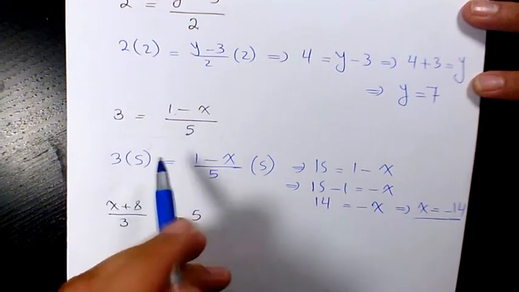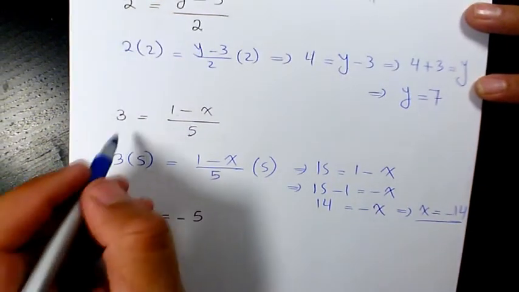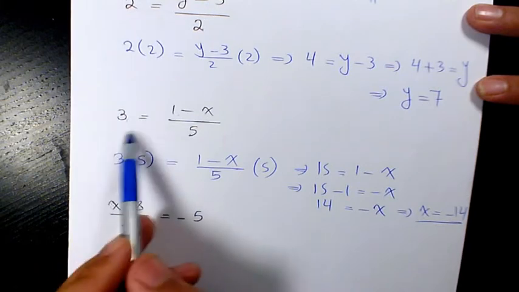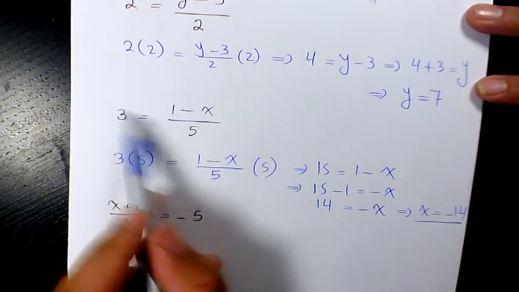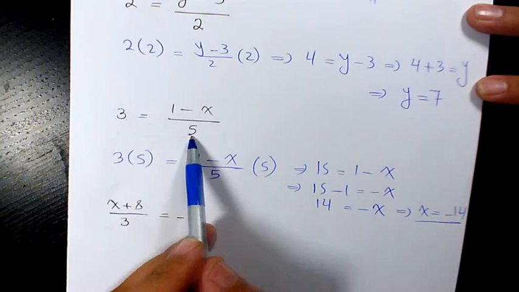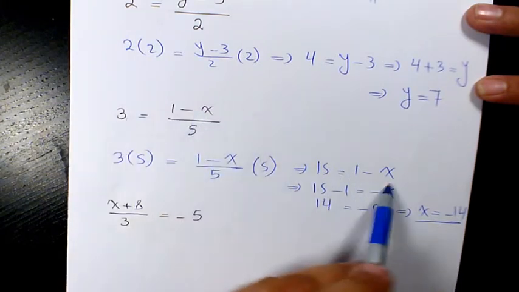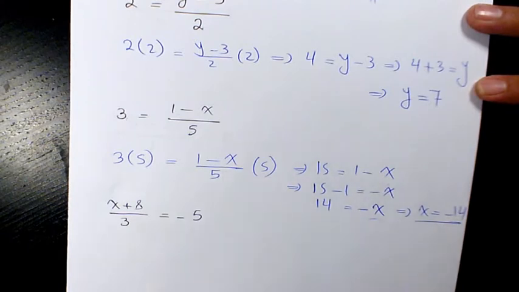We have another way to do that. We call it cross multiplication. So 3 is the same as 3 divided by 1. You multiply these two sides and multiply these two sides. 3 times 5 is going to be 15. It equals to 1 minus x. So 1 minus x equals to 15. And the rest of it is going to be like that.